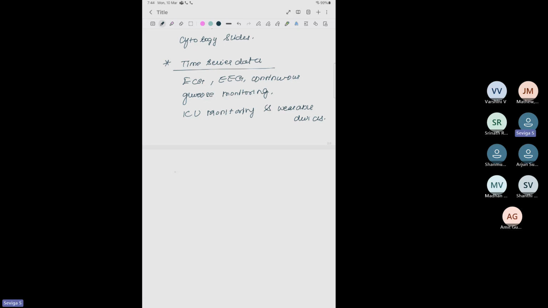And then you can also take it from clinical notes or other text reports. Any radiology and pathology reports, or doctor's notes or prescriptions. From that also you can do some projects.